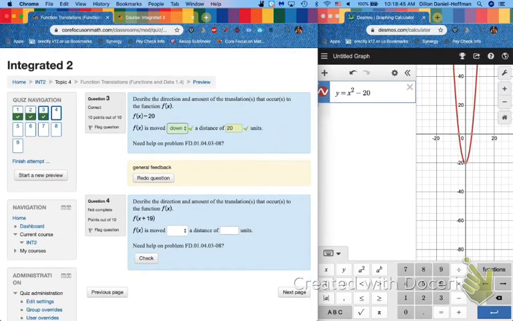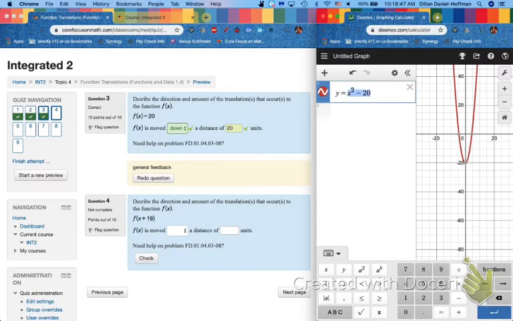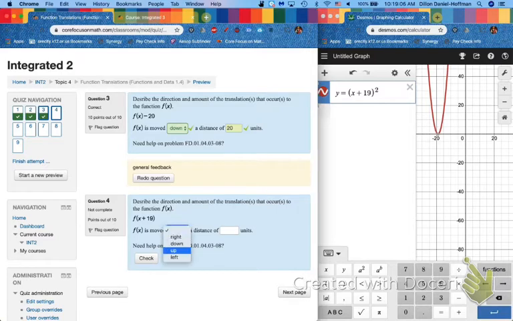All right, now I've got my plus 19 in parentheses. Wow, that got screwed up. Let's clean this up. Look at that equation. And then it always has to be squared. Oh yeah, plussing on the inside, that's opposite, so that's left. And again, left by 19. Always positive, so we're moving here.